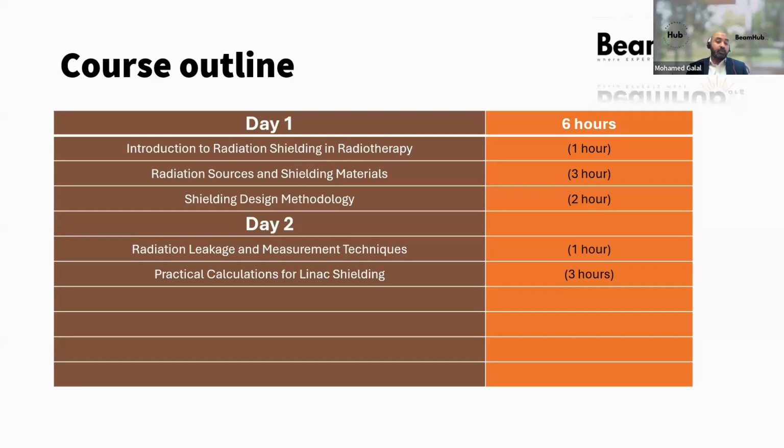You can have one bunker to be the main bunker for a special practice like TBI, or the main machine for VMAT or stereo or something like that. So you need to calculate every bunker on its own. It's important to go through this and do some examples. We are going to do an example together for primary, for example, and secondary barrier and all of this.